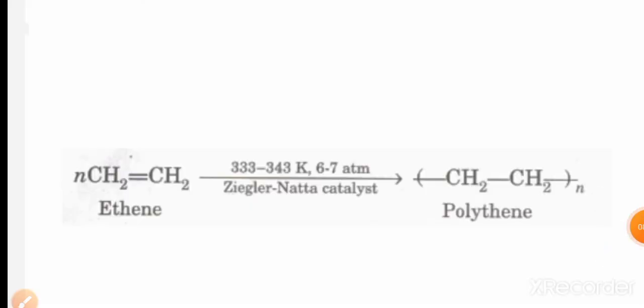Let us see how the polymerization reaction of high density polyethylene formation takes place. You can see the ethene, a large number of ethylene monomers, in the presence of Ziegler-Natta catalyst at 333 to 343 Kelvin temperature and 6 to 7 atmospheric pressure, undergo polymerization to form the polyethylene polymer.